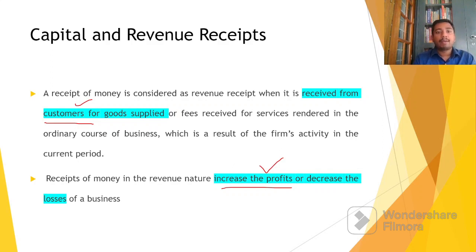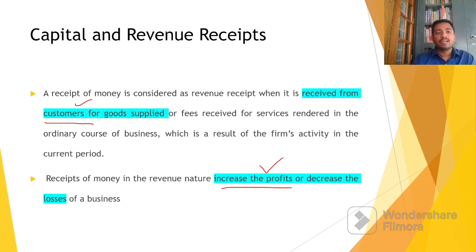But the revenue receipt means receipts from the customers, they are recurring in nature, the value will be generally considerably low and it will have an impact on the profitability as well as it may have some effect on the loss values of the business. Such type of receipts are known as capital receipts and revenue receipts.